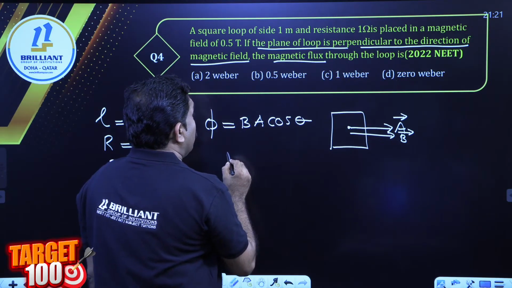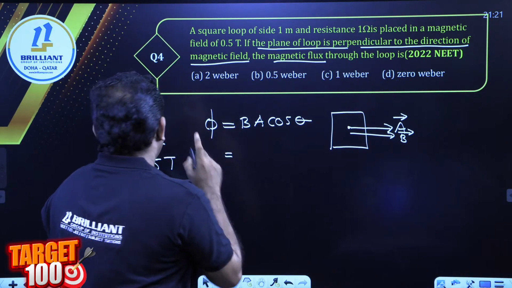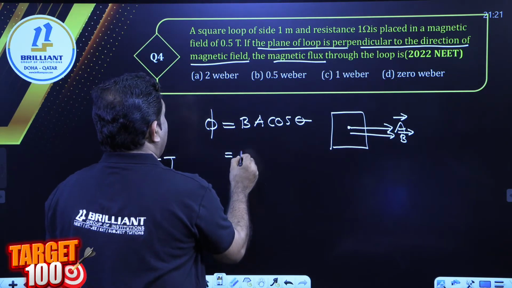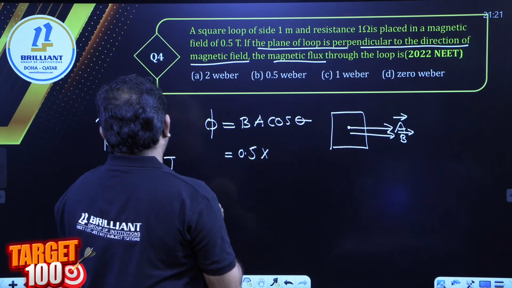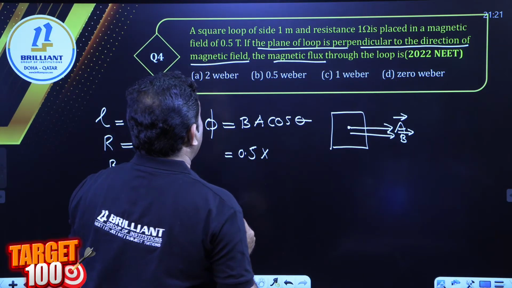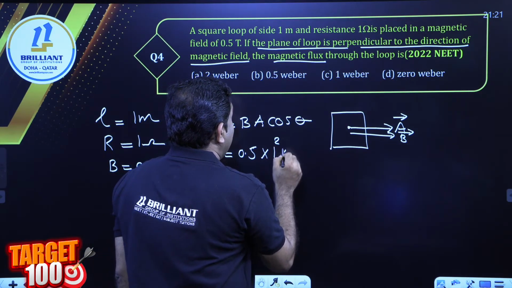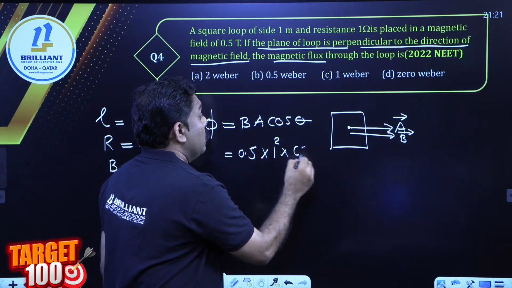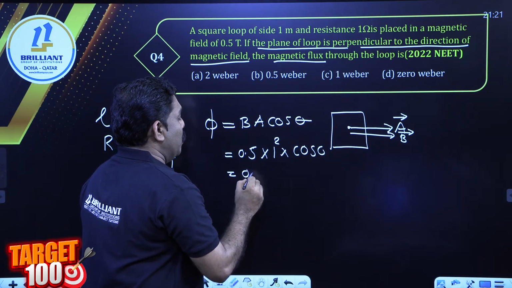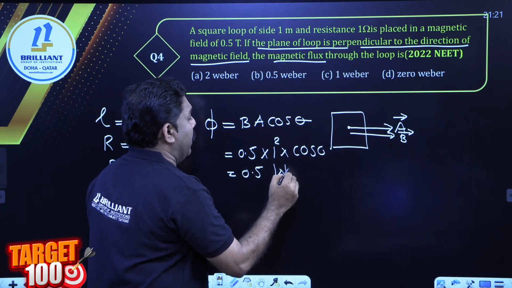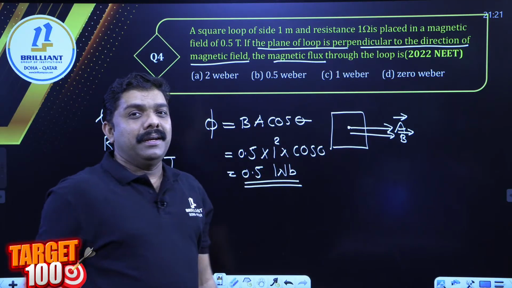So phi is equal to BA cos theta. Magnetic field is given 0.5, and then area, it's a square loop, so that is 1 squared, and then cos 0, which is 1. So we are getting 0.5 Weber. Weber is the SI unit of magnetic flux.